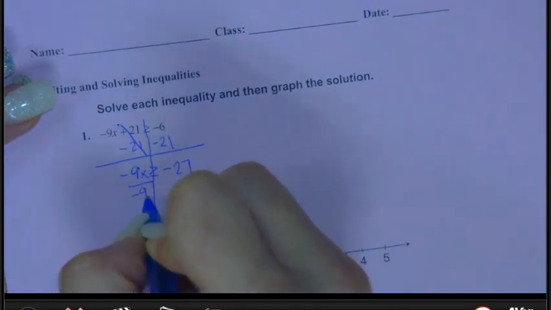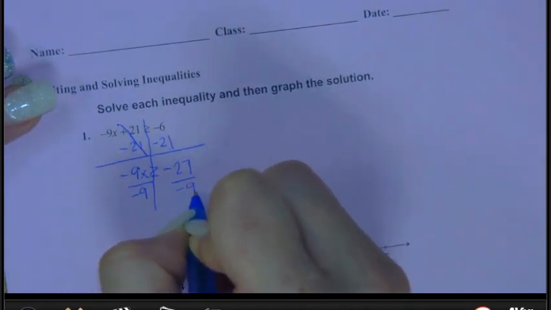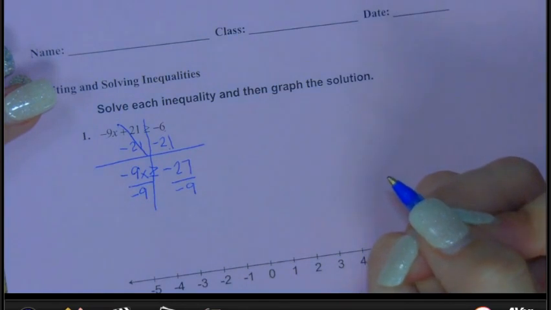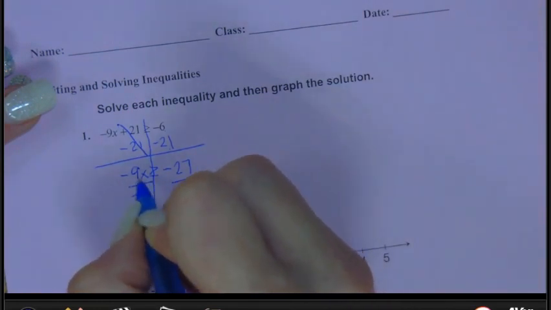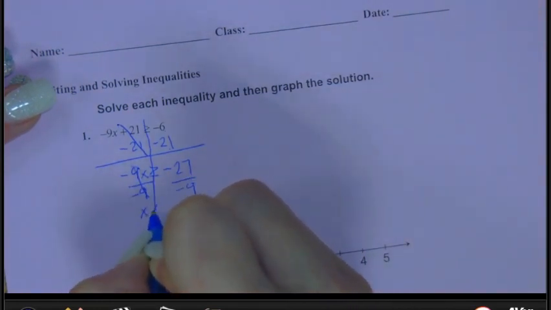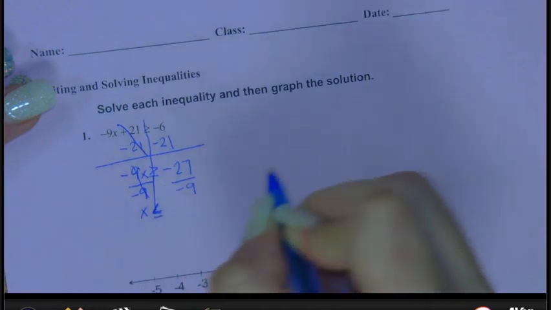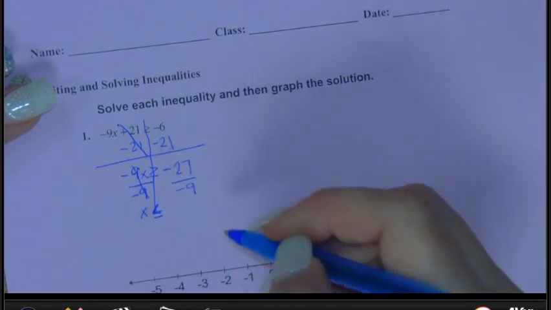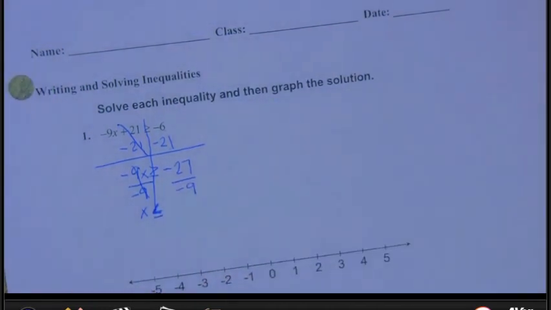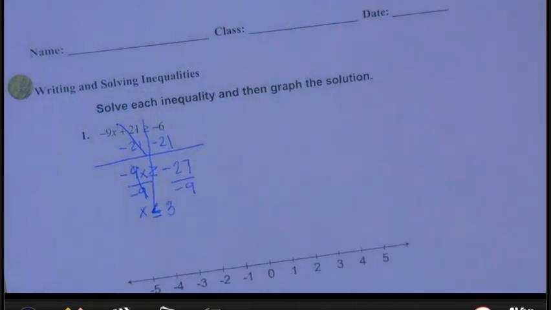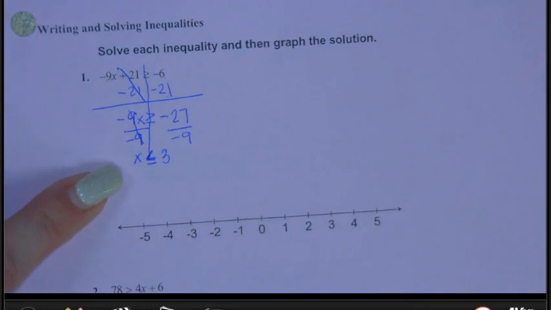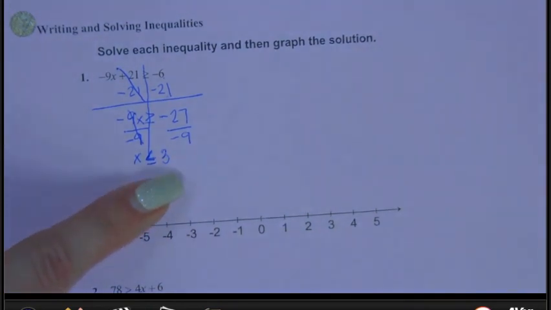To get x by itself, I need to divide by negative 9, and I'm going to do this on both sides. Now, one of the important pieces of information to remember, when dividing or multiplying by a negative, I need to flip my sign. So I'm now going to be at less than or equal to, well, negative divided by negative is a positive, and 27 divided by 9 is 3. Okay, so this reads x is less than or equal to 3.